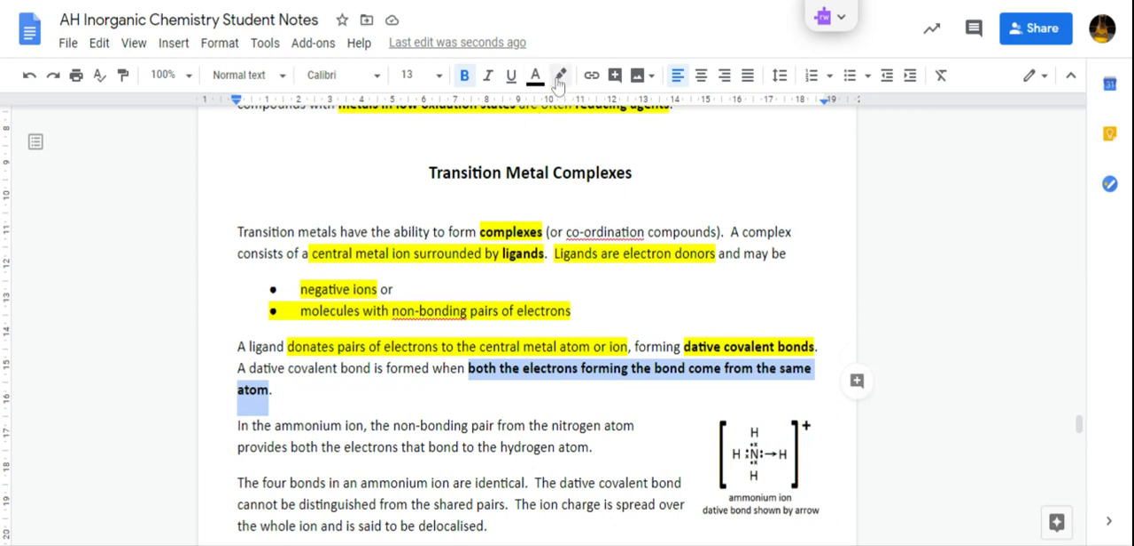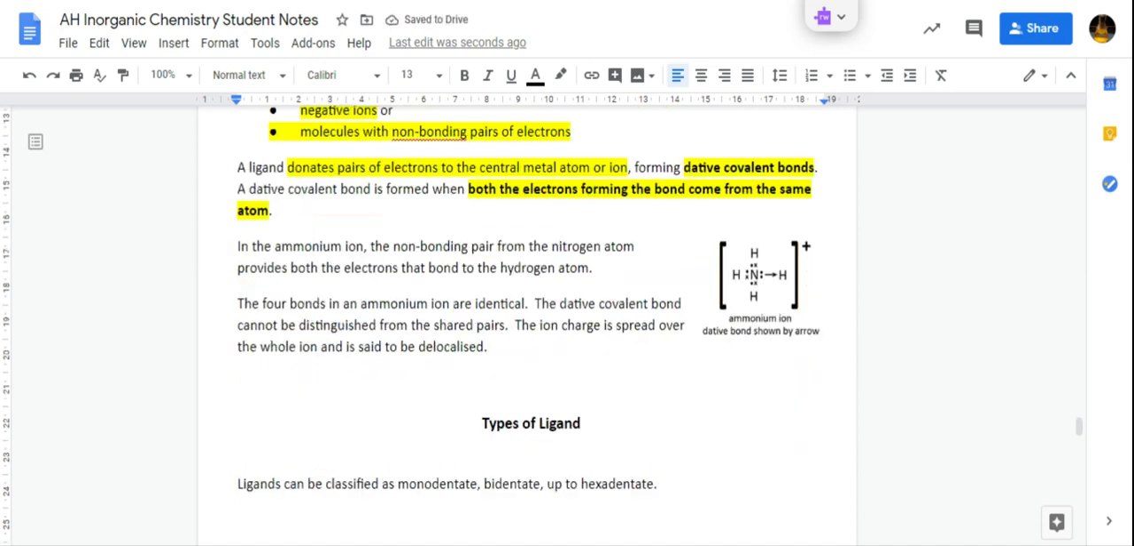You've actually already met something with a dative covalent bond, but you maybe didn't realize it, and it's the ammonium ion. Okay, ammonia is NH3. There is a non-bonding pair of electrons on the nitrogen, and when ammonia reacts with an acid or dissolves in water, it basically reacts with a hydrogen ion, but hydrogen ion has no electrons of its own, so the two electrons from the nitrogen are donated to form a dative covalent bond with the hydrogen.